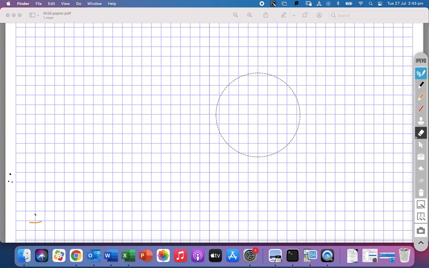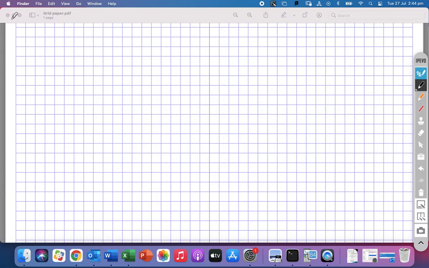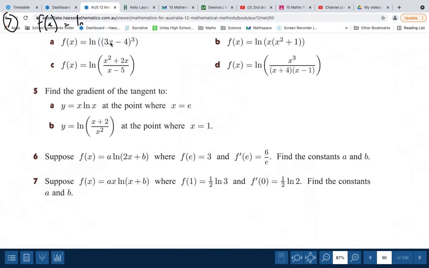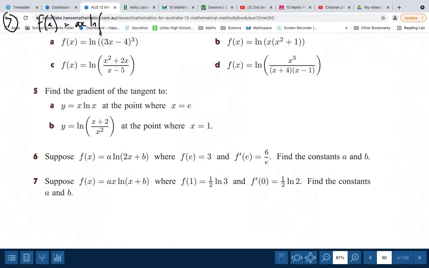Look at 7, where the algebra might be a bit heavy in this question as well. We've got f of x is ax log x plus b. This is now 7. F of x equals, I've forgotten already, ax log something. Let's try that again. Ax log, now is it x plus b? Yep.